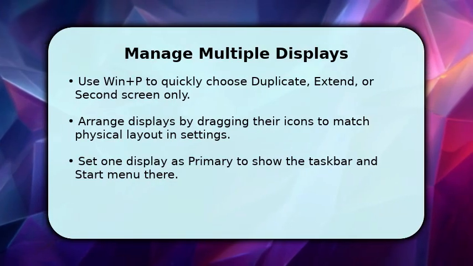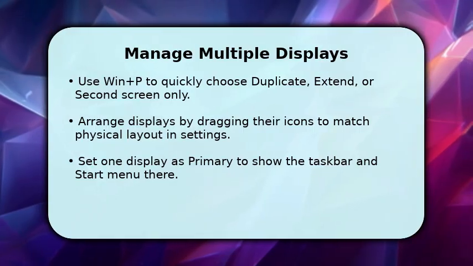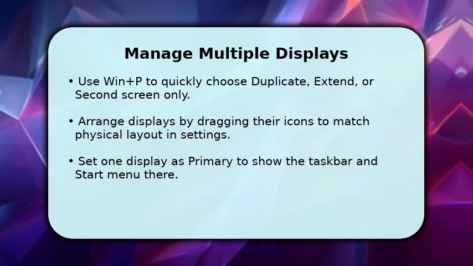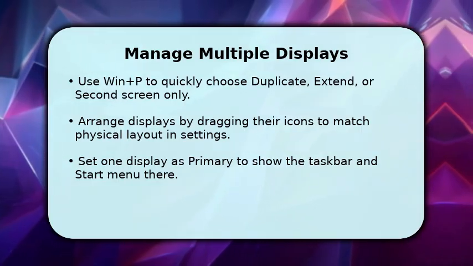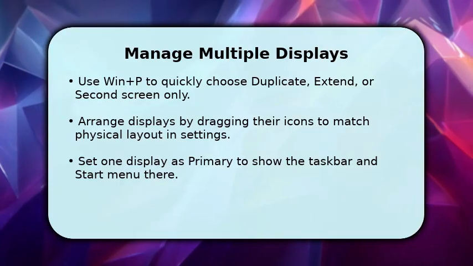Connect additional monitors by HDMI, DisplayPort, or USB-C, and then open Display Settings. Use the Identify button and drag monitor icons to match your physical layout accurately. Choose which display is primary to show the taskbar and Start menu on that screen.